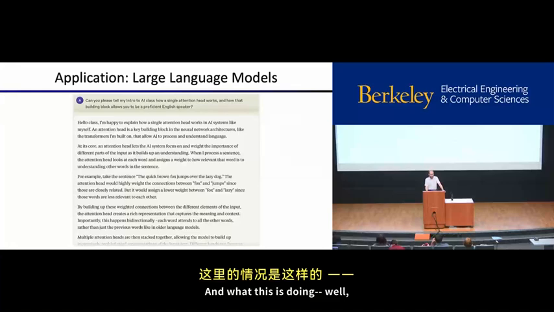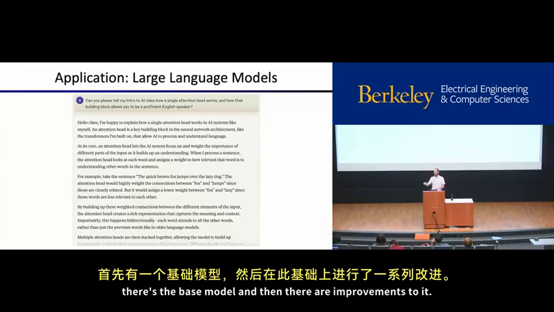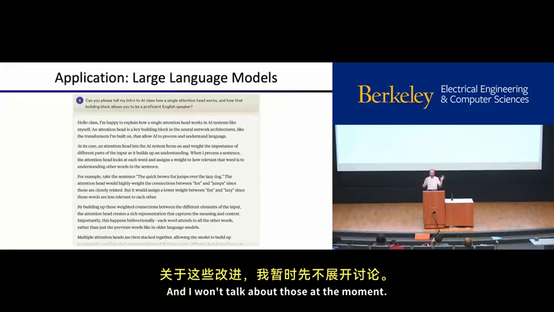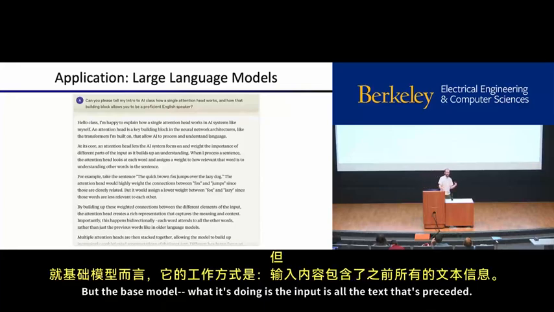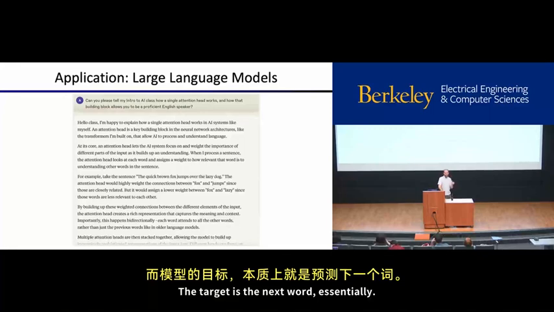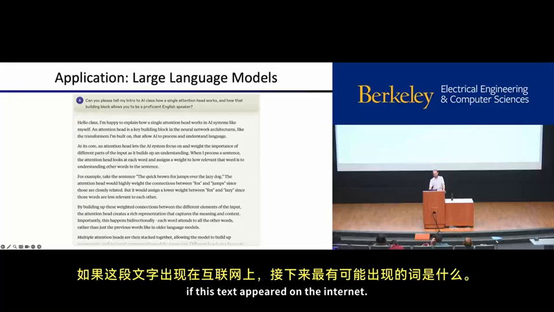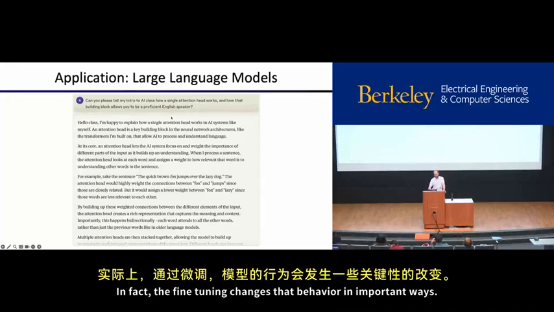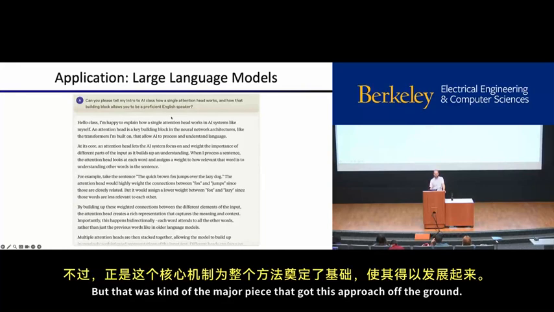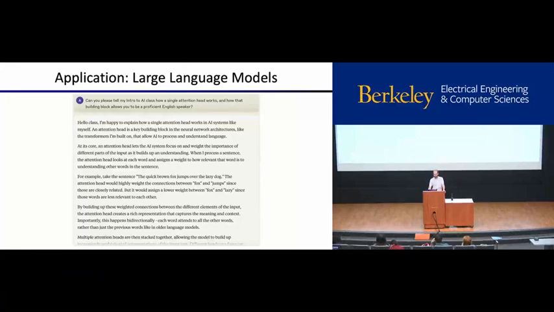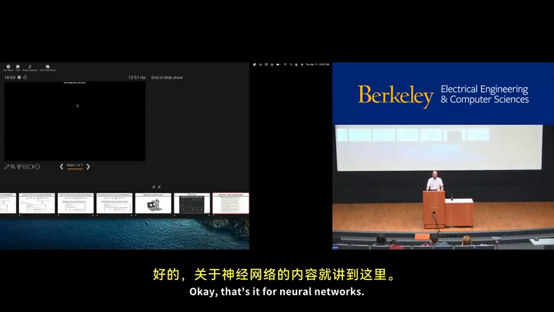And what this is doing, well, there's the base model and then there are improvements to it, and I won't talk about those at the moment. But the base model, what it's doing is the input is all the text that's preceded, the target is the next word, essentially, and it's just trying to predict what the next word would be if this text appeared on the internet. In fact, the fine-tuning changes that behavior in important ways, but that was kind of the major piece that got this approach off the ground. Okay, that's it for neural networks.